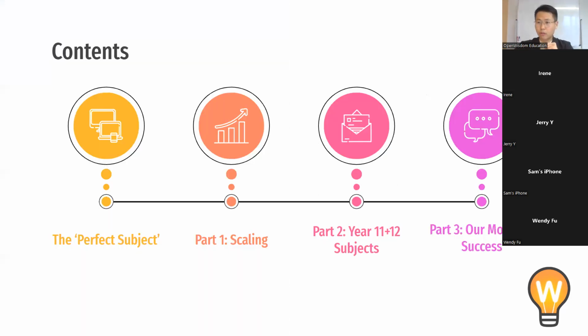So today, there's going to be 3 or 4 parts to this seminar. We'll quickly address our idea of the perfect subject for a year 11 student, and then we will be going through a commonly asked question for upcoming year 11 students, which is the idea of scaling. And then our panel of subject experts from our center will go through some of the popular subjects ranging from chemistry, physics, 3-unit maths, and 3-unit English. And lastly, we'll go through our OpenWisdom way of success.